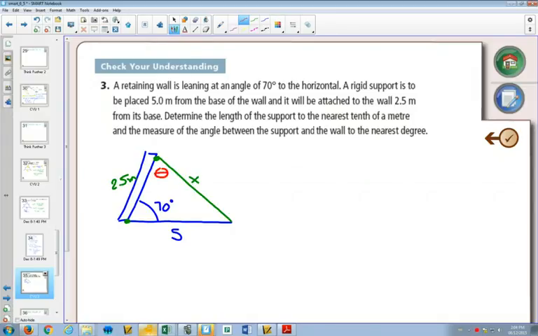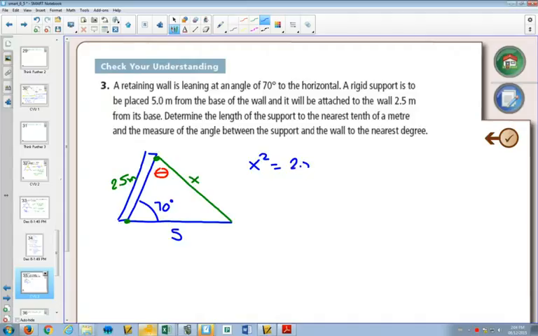So now that we've drawn our diagram, now the question becomes easier. So when we look at it, can we use our sine law? Do we have an angle and an opposite side? No. We have an angle, but we don't know its opposite side. So then we're going to use our cosine law if we're trying to find x. Okay? X squared will go on that side.